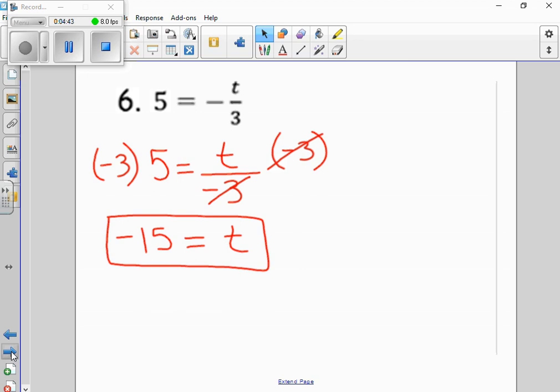All right, so now you're going to finish the last 2 examples on your own, which is number 3 and 4, and check your answer key in Schoology, and then follow the directions to log into deltamath.com.